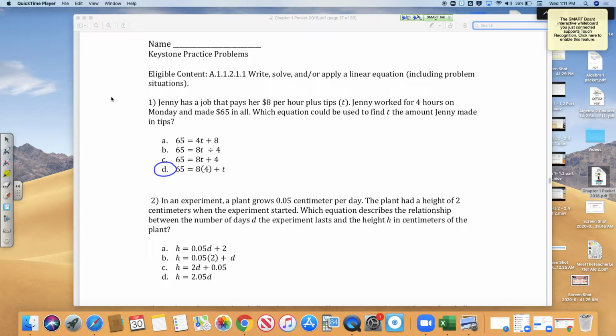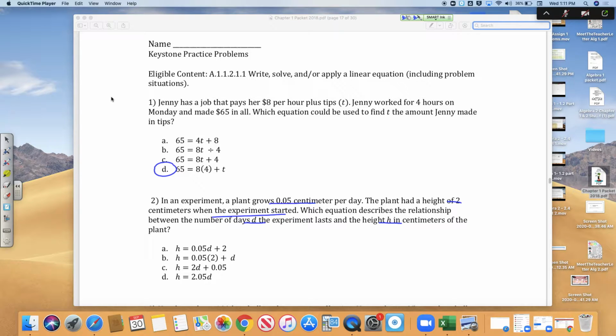Number 2, in an experiment, a plant grows 0.05 centimeters per day. The plant had a height of 2 centimeters when it started. Which equation describes the relationship between the number of days the experiment lasts and the height in centimeters of the plant? So I like how all 4 of these choices start with height equals. But now we have to figure out what the equation is.